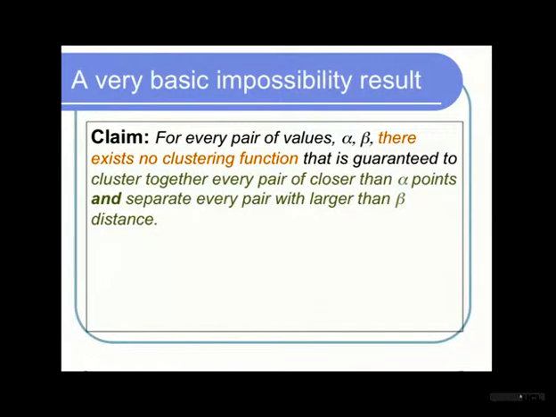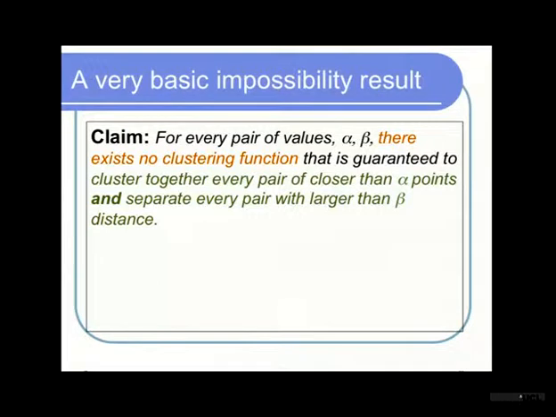For every two values, alpha and beta, I claim that there exists no clustering function that is guaranteed to cluster together every pair of points which are closer than alpha, and guaranteed to separate every pair of points whose distance is larger than beta, for every choice of alpha and beta. It doesn't matter how small alpha is and how big beta is, you will not be able to at the same time guarantee that every so close points are together and every so far points are apart.